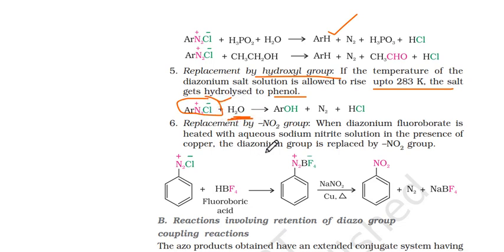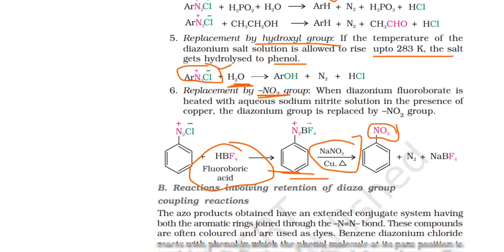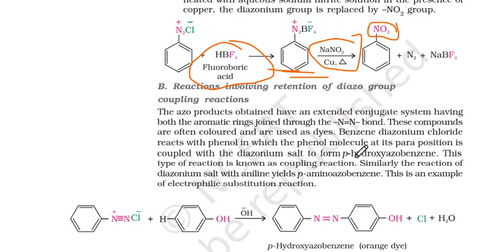Then we have replacement by NO2 group, the nitro group. When diazonium fluoroborate is heated with aqueous sodium nitrite solution in the presence of copper, the diazonium group is replaced by the nitro group. So this is another displacement. Now you have retention of the diazo group. If you're not removing the diazo group, if you're not removing the nitrogen, you're still retaining that.